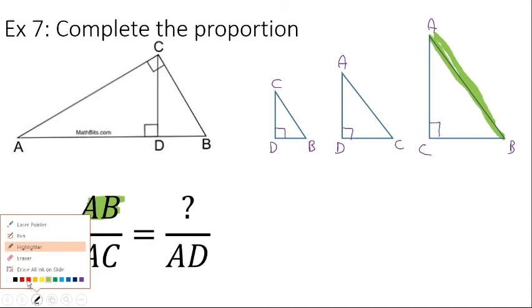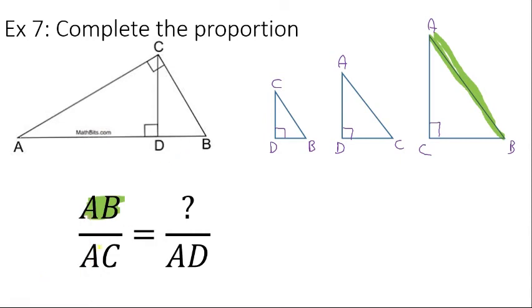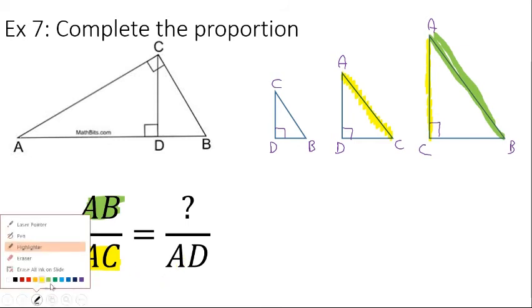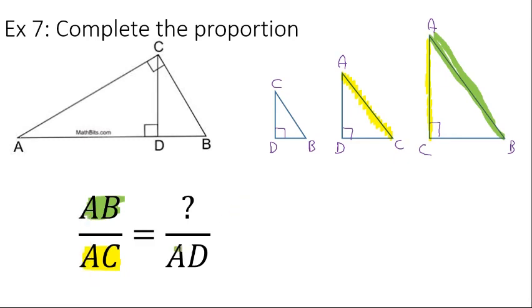Okay, and then let's look at AC right here. So AC right there is right here and right here. Okay, which means that the last one, AD, is right here.